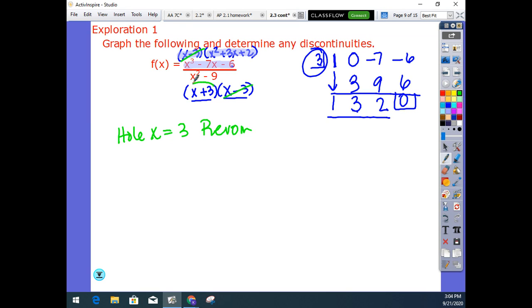Then this is left. This didn't cancel. That tells me there's a vertical asymptote at this spot. x equals negative 3 is a vertical asymptote. If there's an asymptote, that's an infinite discontinuity. So you've got to make the connection. If something cancels from top to bottom, that's a hole, therefore removable. If something is still left on the bottom, that's a vertical asymptote, therefore it is infinite.